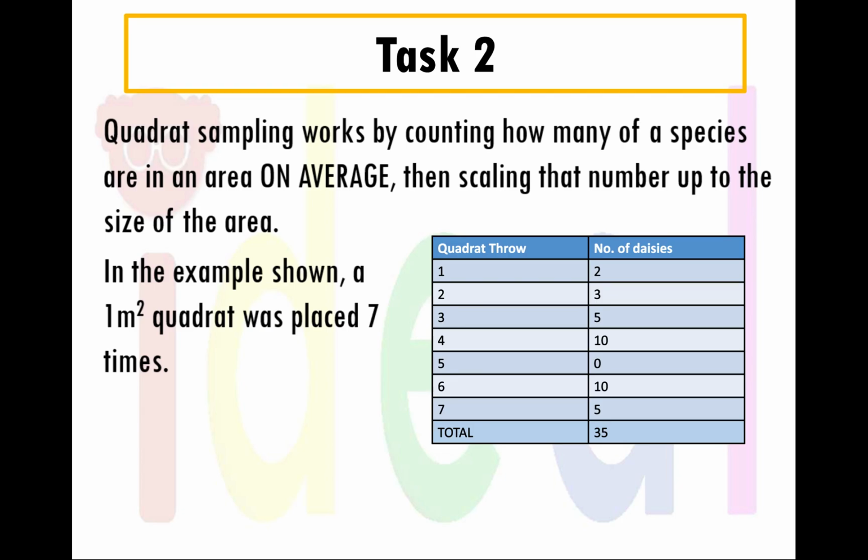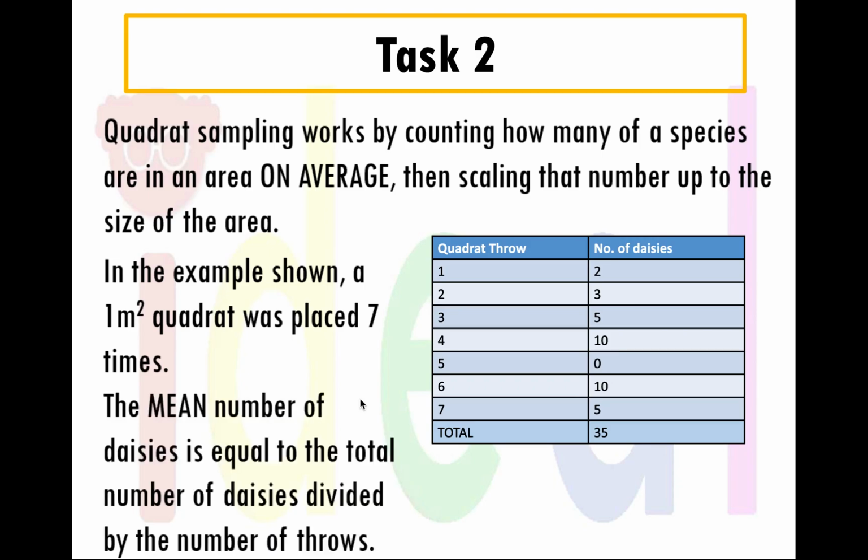So it says, in the example shown, there is a 1 metre squared quadrat and it was placed 7 times. So in the first time, we've got 2 daisies, and then down here in the fourth time, we have 10 daisies. In this case here, when this throw was done, you actually had no daisies. So what you need to do first is to calculate the mean of the daisies. Now remember, the mean is an average of how many daisies there are.